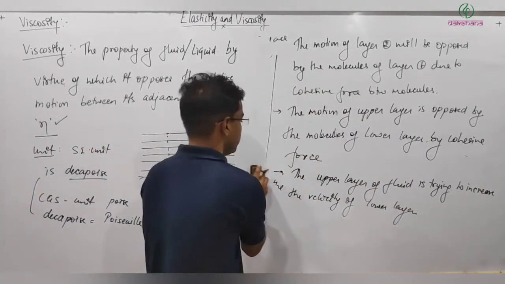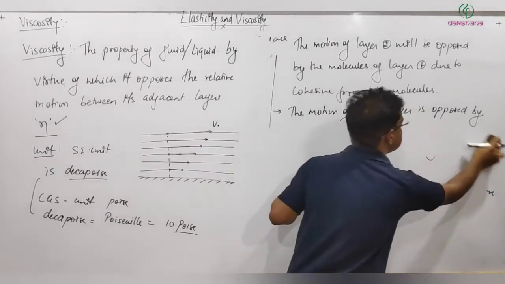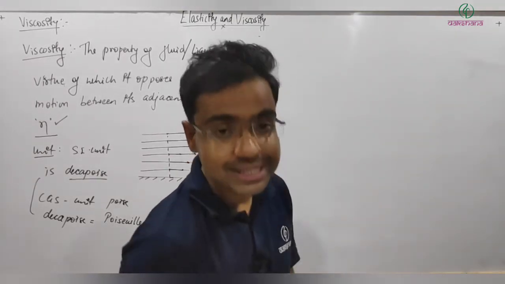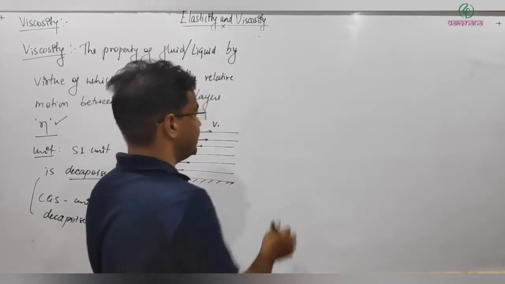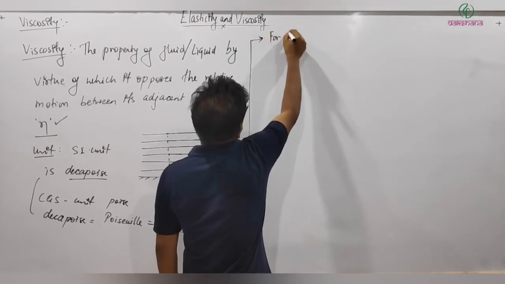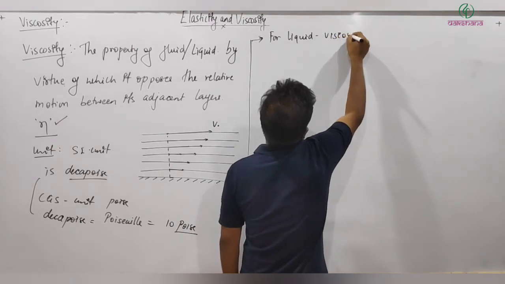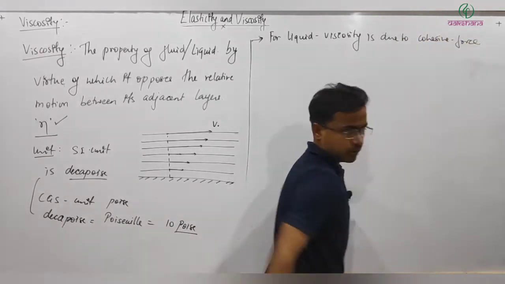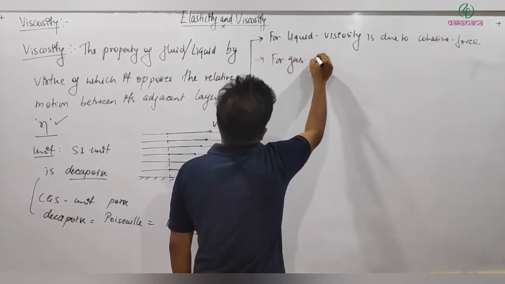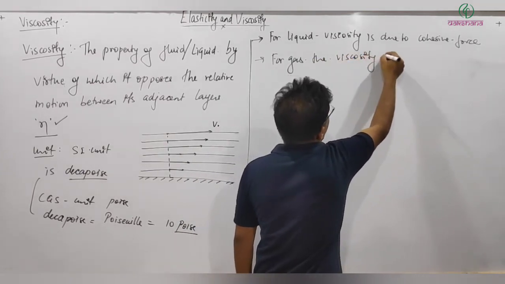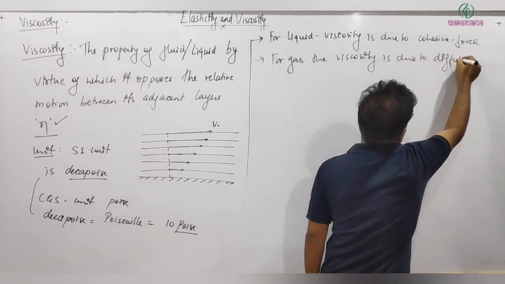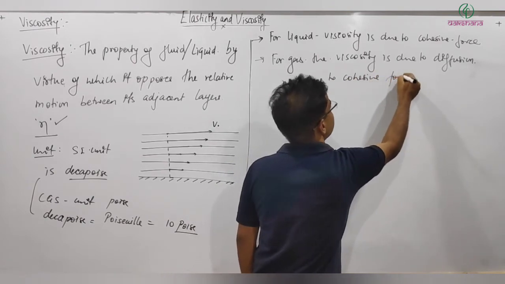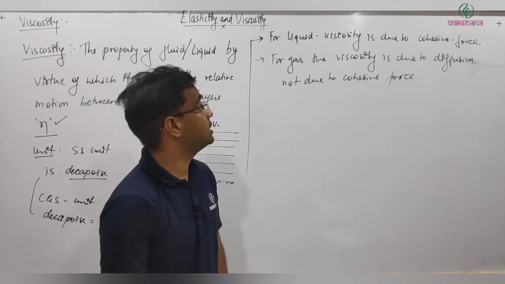Now for eta, there are a few more points. For liquids, the viscosity is because of the cohesive force between the molecules. For gases, the viscosity is not because of cohesive force, it's because of diffusion. So let me write the points. For liquids, viscosity is due to cohesive or adhesive forces between the molecules. For gases, the viscosity is due to diffusion, not due to cohesive force. And we know already the viscosity of gas is much smaller than the viscosity of liquid.